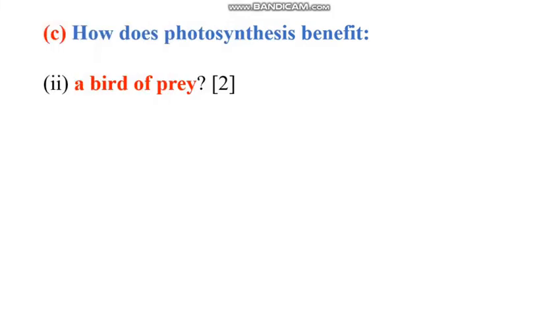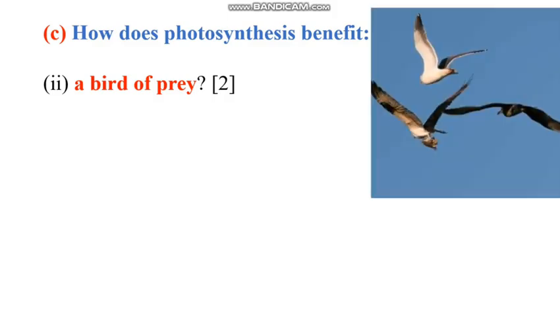Here is our question C2. Our question C2 reads, how does photosynthesis benefit a bird of prey? It is also carrying 2 marks. So how does photosynthesis benefit a bird of prey? When you look at this picture, you can see what is happening. There is a bird that is just getting food to eat.